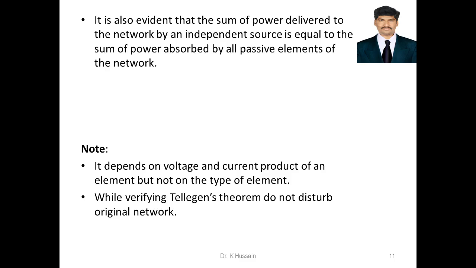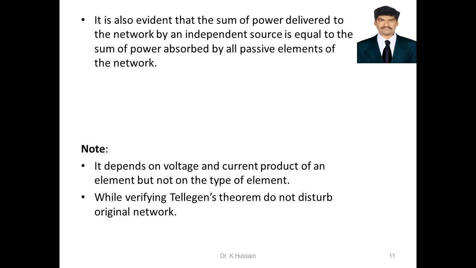While verifying Tellegen's theorem, do not disturb the original network. You should not change it like other theorems, where we replace just this one and that one. Here you should not replace anything or add anything to the actual network. You need to keep the same network. You should not disturb it. These two things we need to remember while solving this problem.